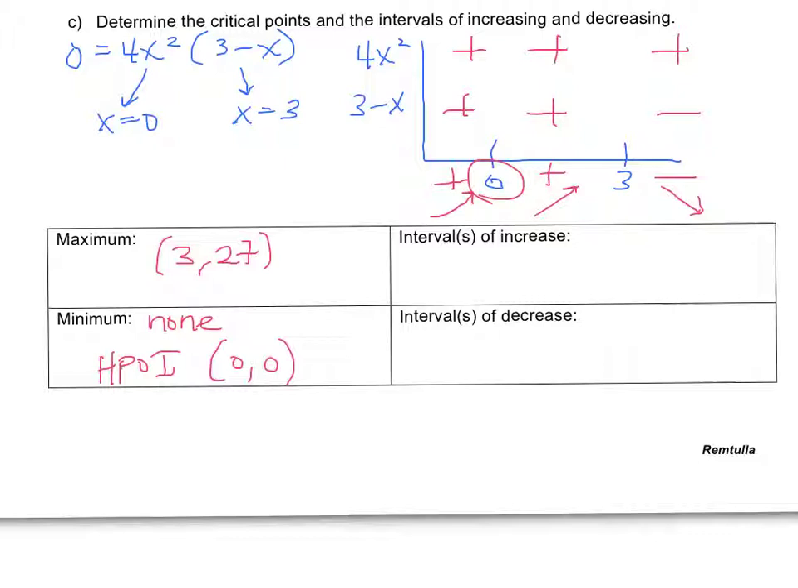Now, looking at my sign diagram here, I can also figure out where my intervals of increasing are. Here, they're from negative infinity to 0, and they're from 0 to 3. If I look where my intervals of decreasing are, they're from 3 to infinity.